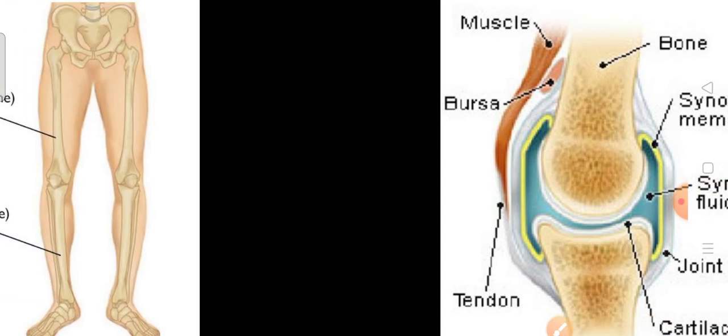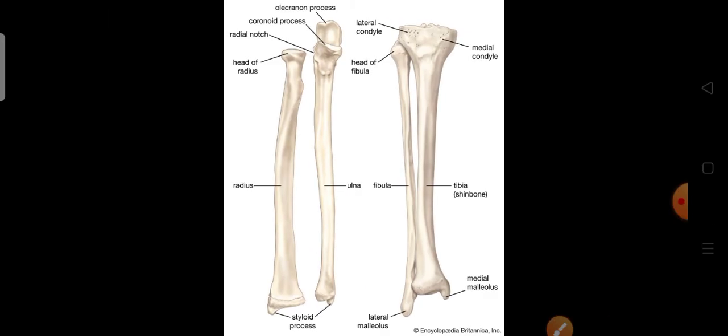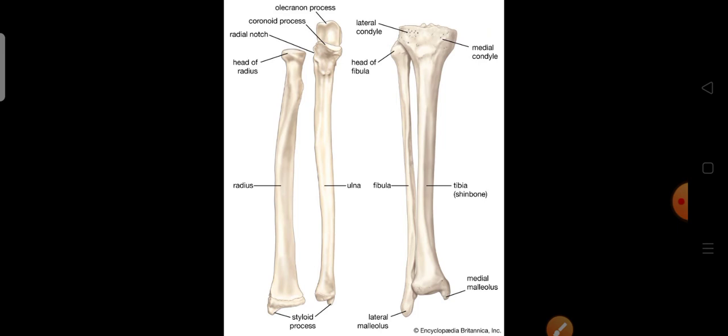Okay, the femur bone. The femur is the thigh bone, the strongest, heaviest, and longest bone in our body. Tibia is the shin bone. So this one, the tibia, is the shin bone.